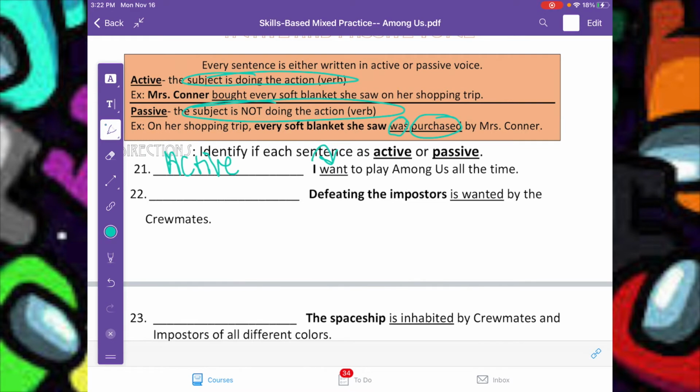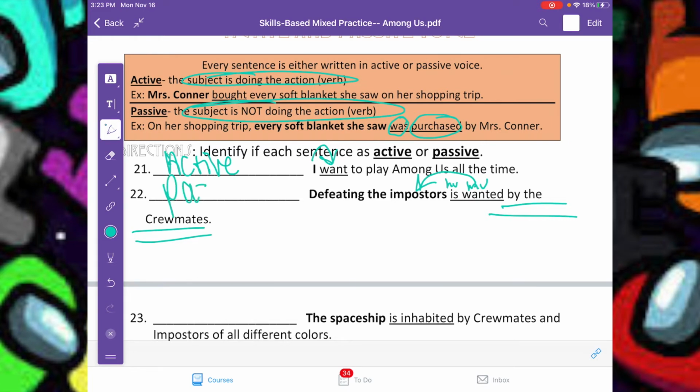22. Defeating the imposters is wanted by the crewmates. We have the doer at the end of the sentence. We have a helping verb. We have a main verb. The imposters are receiving. Defeating the imposters is what's wanted. Receiving the action. This is passive.